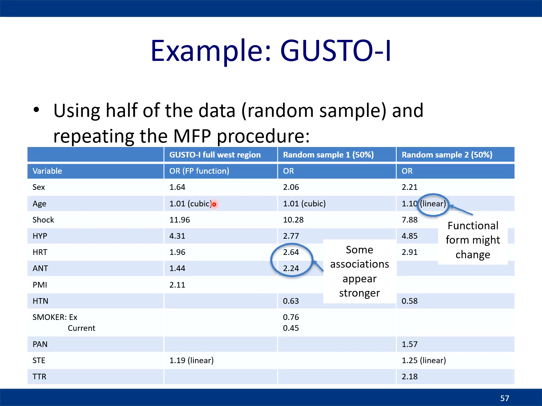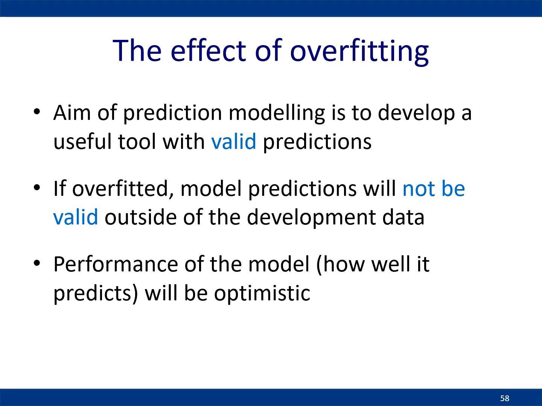So here we had a cubic function, whereas if we had less data, we might not detect that cubic function. And finally, we might end up with some additional variables being selected purely by chance. So why is overfitting important?